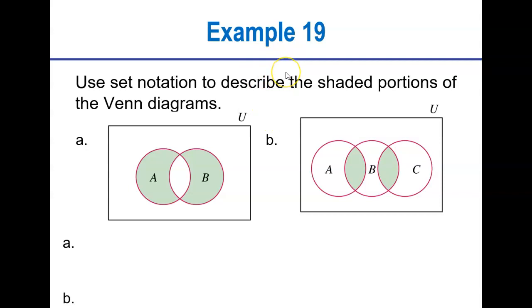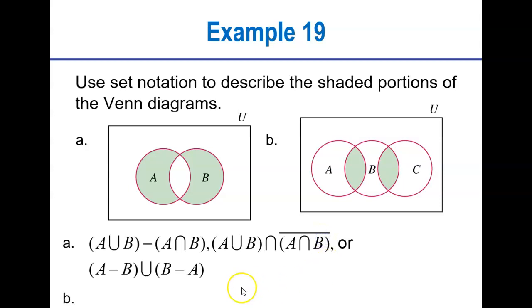Now, let's take a look at example 19. We're going to use set notation to describe the shaded portions of the Venn diagrams. So over here in part A, we have set A that's shaded, we have set B that's shaded, but inside it's not shaded. So how are we going to notate this Venn diagram? Well, this would be the following. You would say A union B minus A intersection B. Because this is A intersection B, and if we include all of them, we need to subtract what's in the middle. That's the first option.